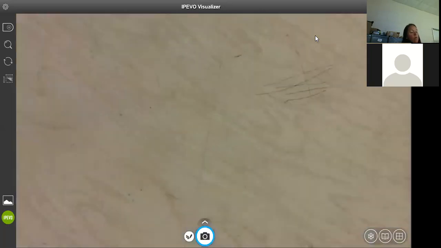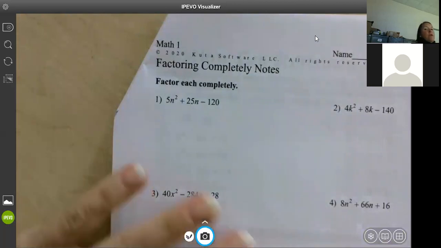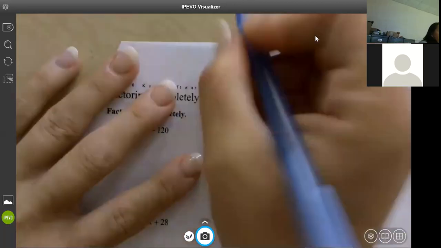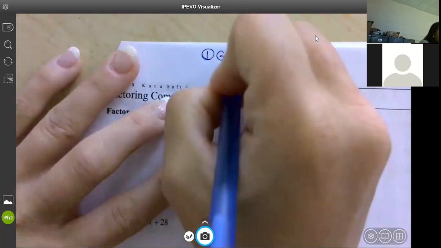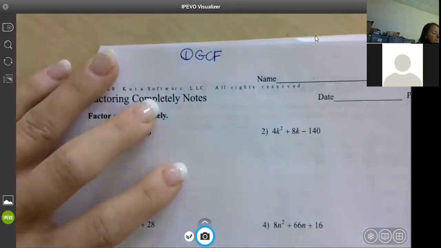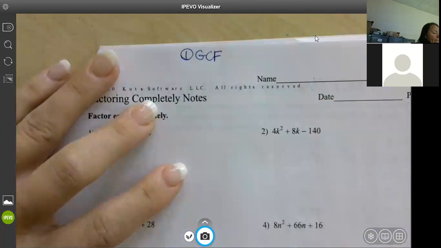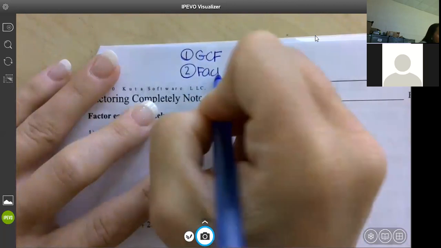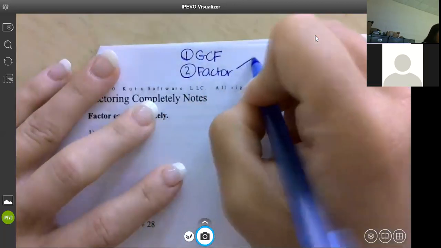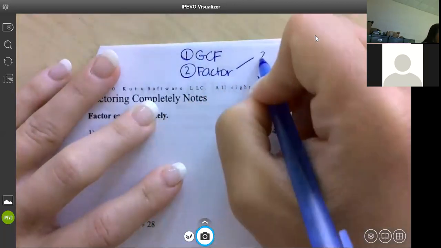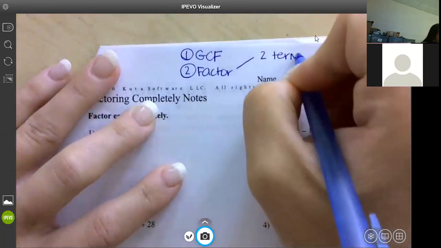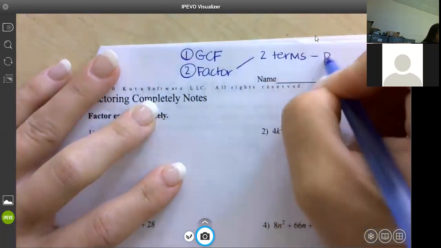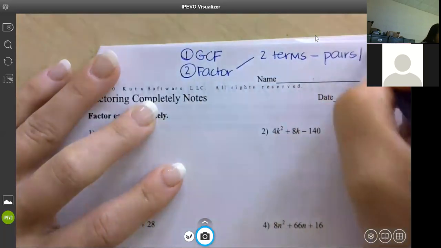All right, so then what we're doing today is factoring completely. So you're doing everything all at once, everything that we've learned. So the first thing that you want to do is always check for a GCF. Then the second thing that you want to do is factor, but there's a bunch of different ways that we've learned to factor. So if we have 2 terms, after we pull out the GCF, that's what we just did. It may be pairs and share.